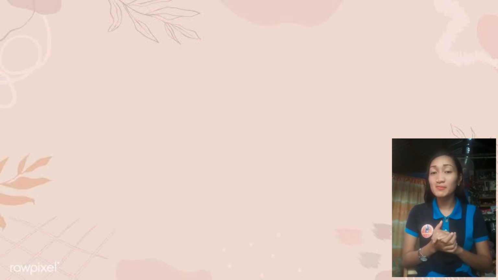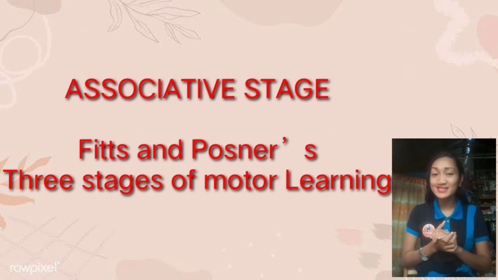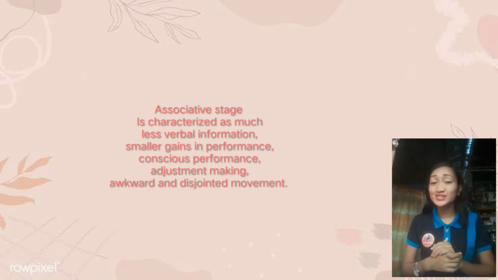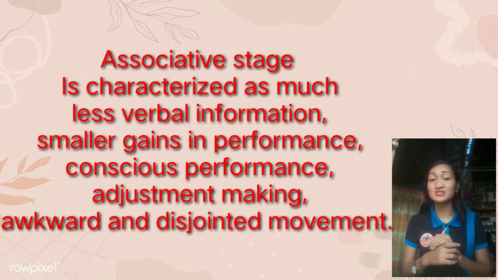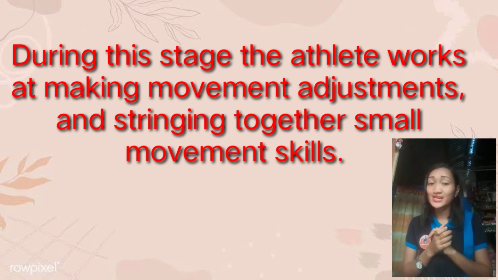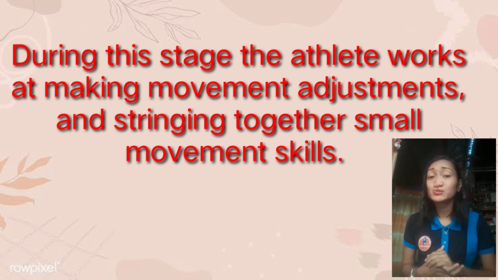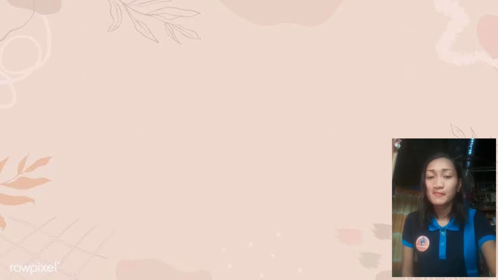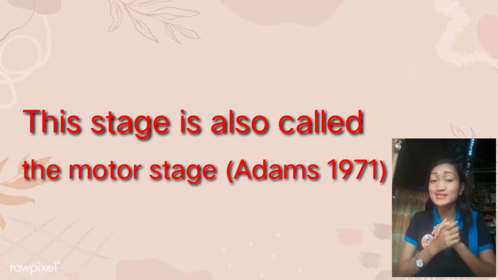My topic is all about the associative stage of Fitts and Posner's three stages of motor learning. The associative stage is characterized by much less verbal information, smaller gains in performance, conscious performance adjustment making, and awkward and disjointed movement. During this stage, the athlete works at making movement adjustments and stringing together small movement skills. This stage is also called the motor stage by Adams, 1971.